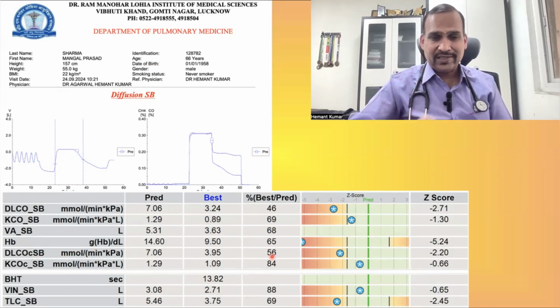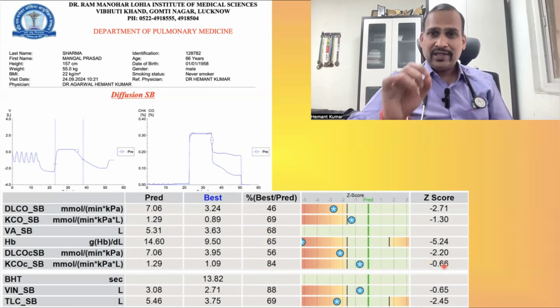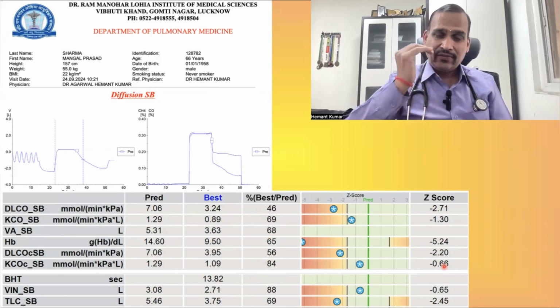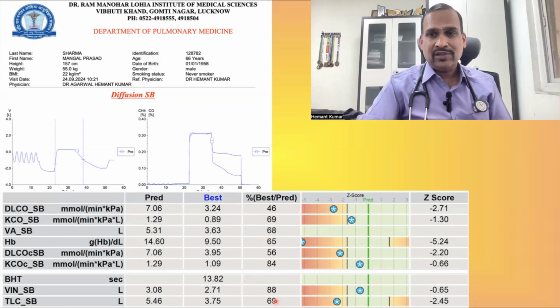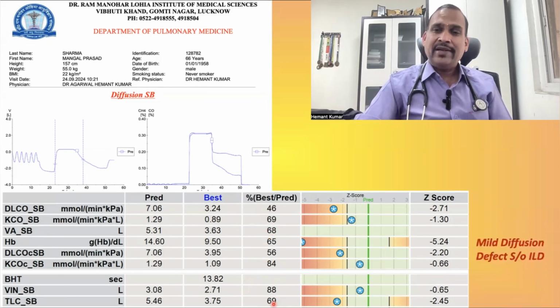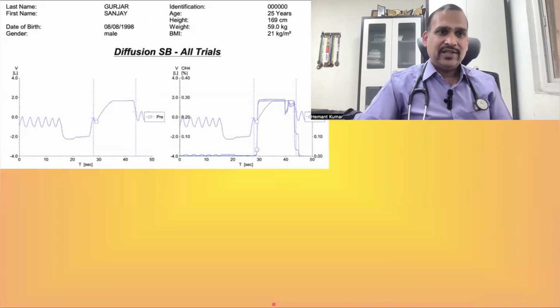So DLCO is less. The second step is we have to look for VA. VA is also less. Then KCO. KCO is 84% and the Z score is normal. So in this condition, DLCO is less, VA is less, KCO is normal. Again restrictive lung disease, and TLC is 69%. This is pure restrictive lung disease, for example interstitial lung disease. So in this case, all are correct.